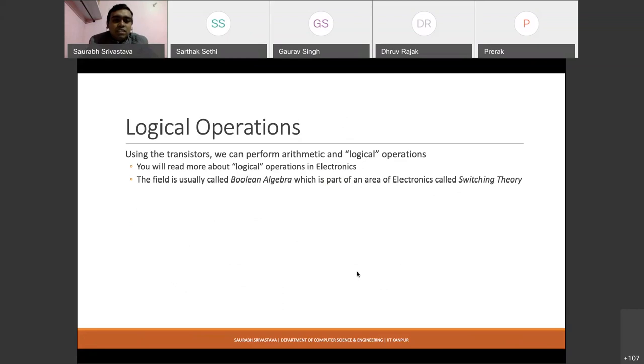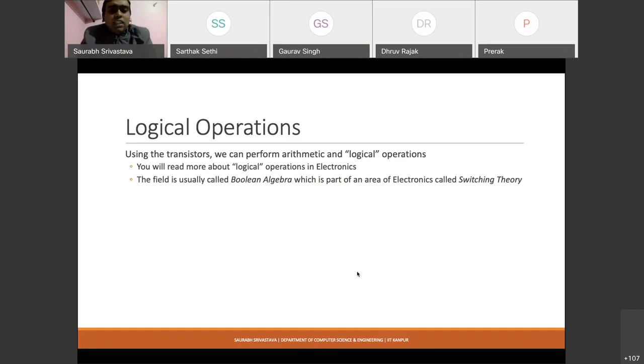So using the transistors, you can actually do something, right? As I told, one thing that you can do is basic arithmetic. You can add numbers, you can subtract numbers, and so on and so forth. There are some logical operations as well. How many of you have heard about the term Boolean algebra? Okay, yeah.